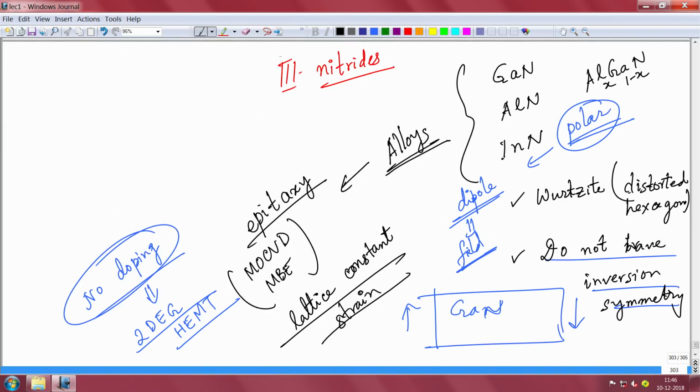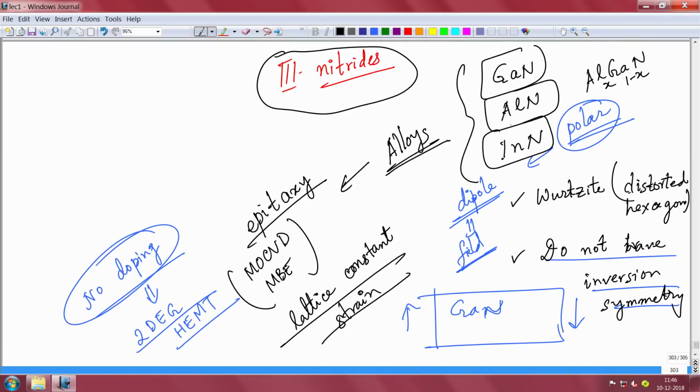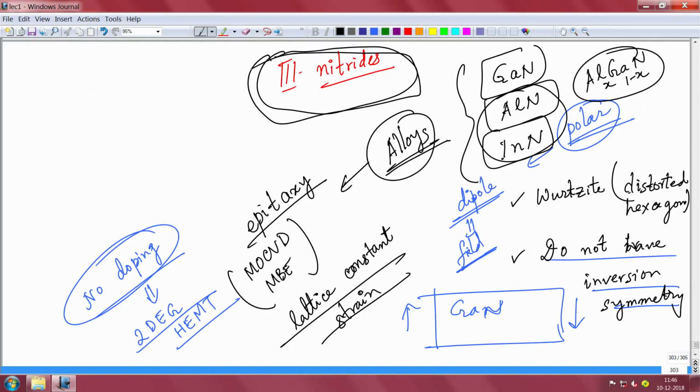So we'll come to the whiteboard here. When I say III-nitrides, it essentially means three compounds: gallium nitride, aluminum nitride and indium nitride, and these binaries can combine to give you alloys as well. So for example, aluminum gallium nitride or aluminum indium nitride can be made, or indium gallium nitride.